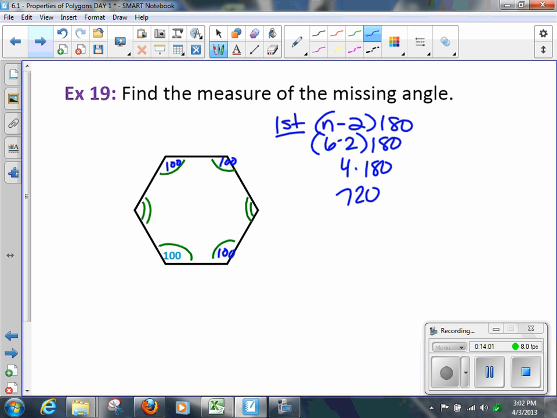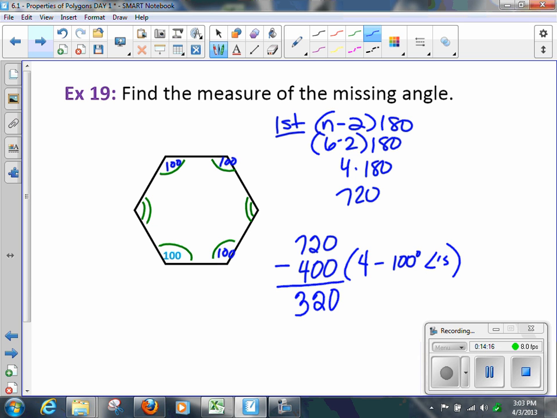I'm going to take 720 and subtract what? Why am I subtracting 400? Because there are 4 100-degree angles, aren't there? That leaves me with 320. Why? There are 2 congruent angles left over. So divide by 2, and what is it? 160. So you've got angles that are 100 degrees, and you've got angles that are 160 degrees. Does this make sense? And is it going to make sense when you're on your own?